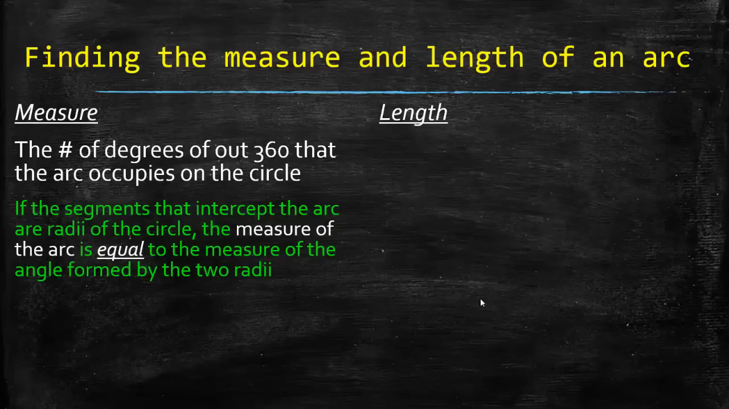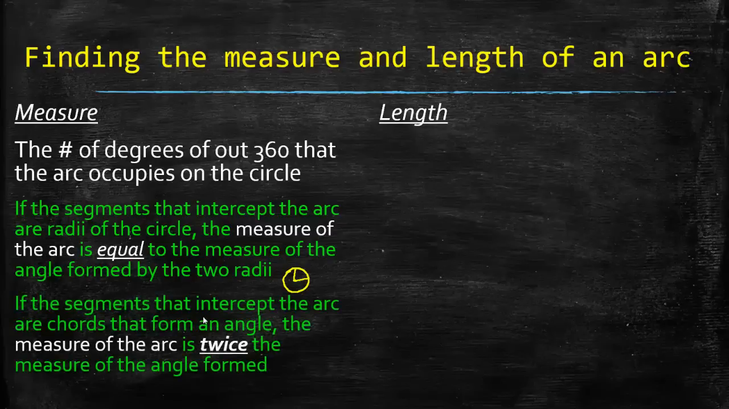So now, these next two things are going to be easier to see than it is to write down and understand. So I'm going to do my best here. If the segments that intercept the arc are radii of the circle, the measure of the arc is equal to the measure of the angle formed by the radii. So I'm just going to draw a small little circle here. And radii, remember, come from the center. So whatever this angle is in here, this arc would have the same measure. Okay, so if this is, say, an 80-degree angle, the arc measure would be 80 degrees.